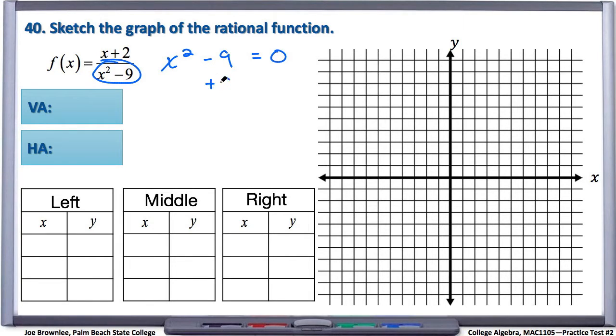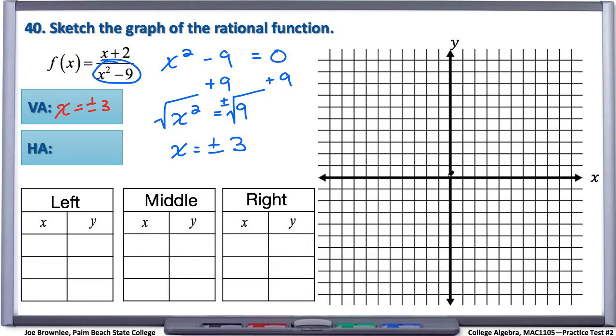In this case, we're going to add 9 to both sides. That'll give us x squared equals positive 9. We want x all by itself, so let's take the square root of both sides. Remember, when you create your own square root, you have to remember that plus and minus. And so we end up with x equals plus and minus, and radical 9 comes out as 3. So we got our vertical asymptotes. We're saying x equals plus and minus 3.